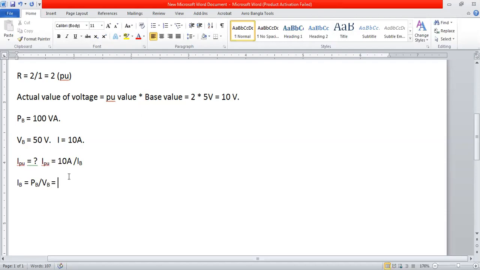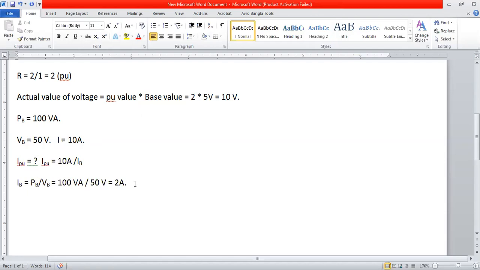So the base power is given in the question, 100 volt ampere, and the base voltage is given, that is 50 volt. Volt should be eliminated. So the base current is 2 ampere. So this is the base current, because volt is eliminated and ampere is left here. So 2 ampere is the base current.